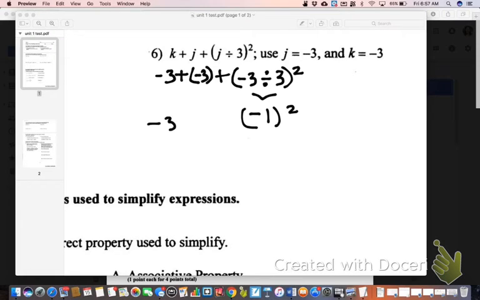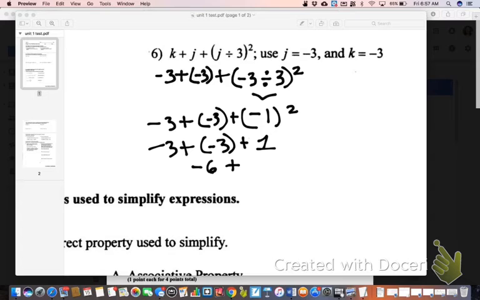I'm going to rewrite everything. Bring it down. Now here's where a lot of you guys went wrong on your test. -1 times a -1 is a positive 1. Lots of you guys left that as a -1. So then, if I bring everything else down, a -3 plus a -3 is a -6, plus a positive 1 should have given you a negative 5.